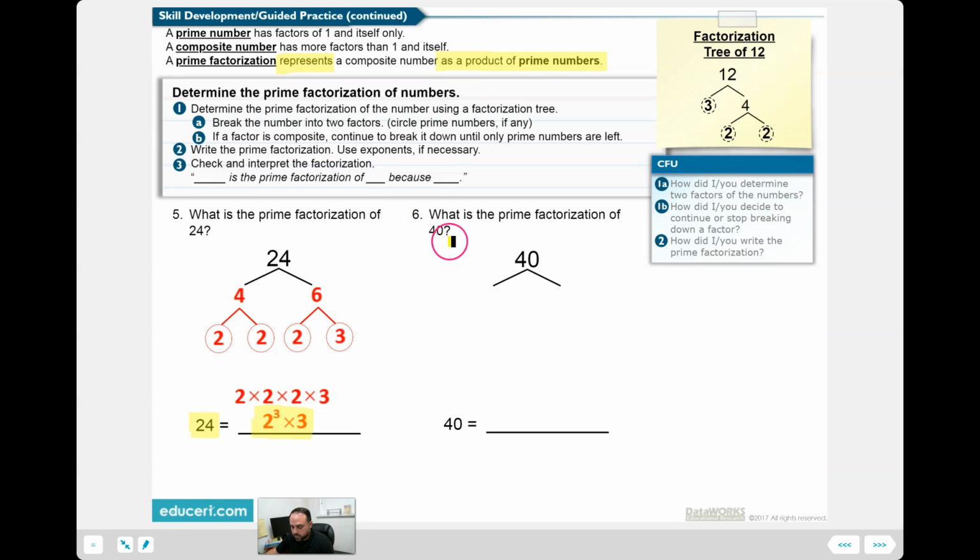Problem number 6. You read. Step 1. You read. Ready, read. You have the number 40 with the first two arms of the factorization tree. Step 1a. You read.